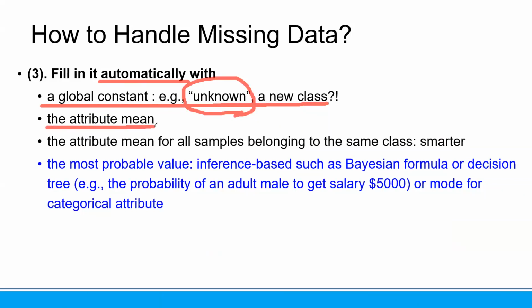If the attribute is numerical, then you can put the mean, for example, to replace the missing value. Or use the attribute mean for all samples belonging to the same class. So we call this smarter. What does it mean? So you know that we have the iris data set. We have three kinds of flower: setosa, versicolor, and virginica.